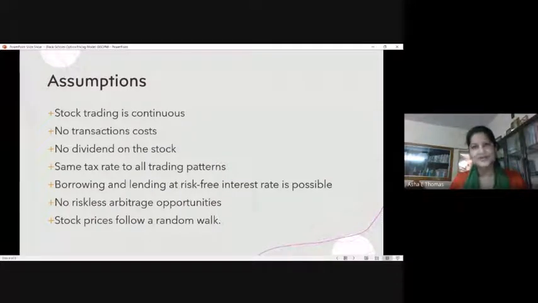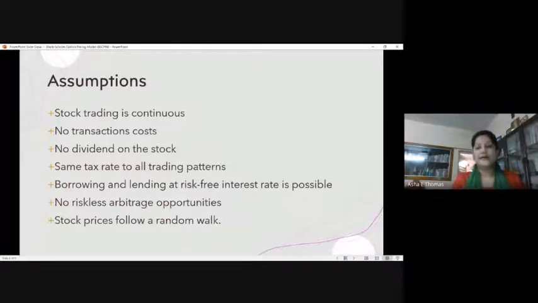All trading patterns means it can be investment, it can be speculation, it can be long term, it can be short term, right? But in a real scenario, this may not be correct. Just to simplify, we keep that the same tax rate is applicable to all types of trading patterns that are prevailing in the market with respect to European call or put.